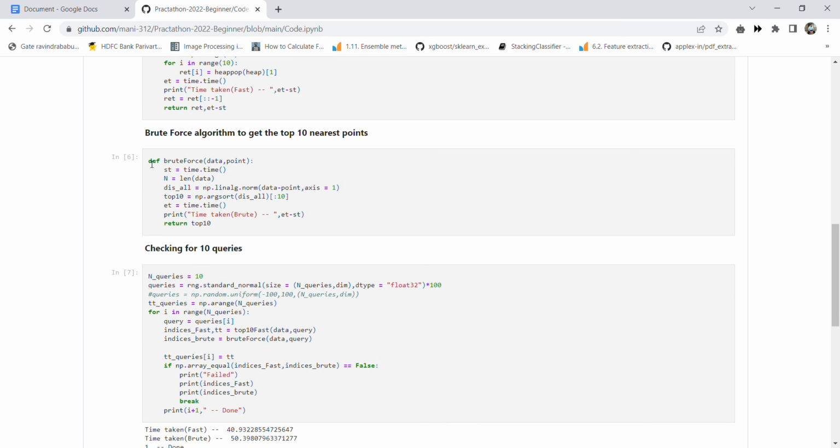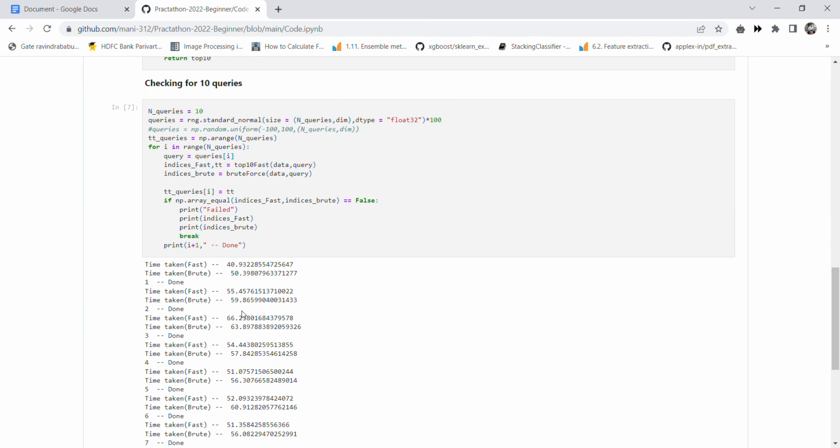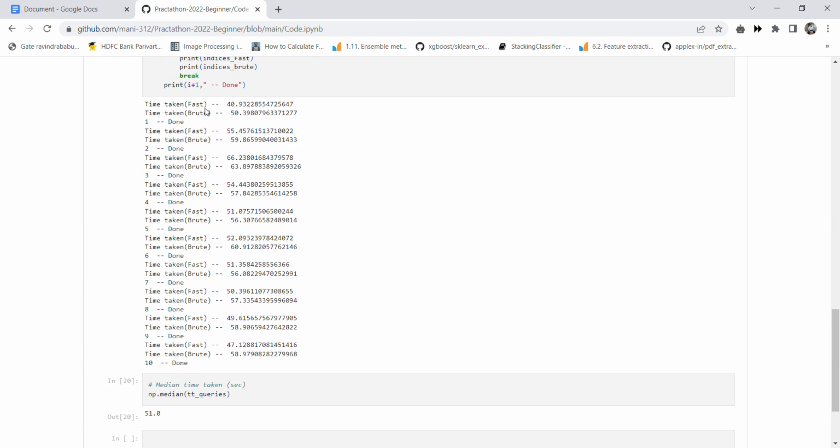The brute force algorithm is what we use to check whether our values are correct or not. To verify that the top 10 nearest neighbor indices we got are correct, we use brute force. We just find the distance between each pair of vectors, sort them, and take the first 10 indices. Checking for 10 vectors, each of the values taken randomly, the algorithm came out correct every time. The median of the time taken is about 51 seconds.